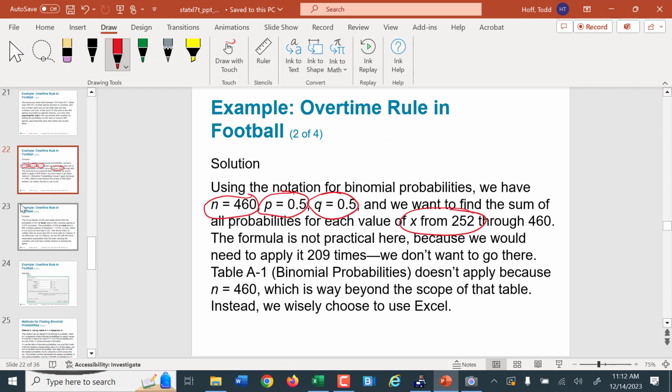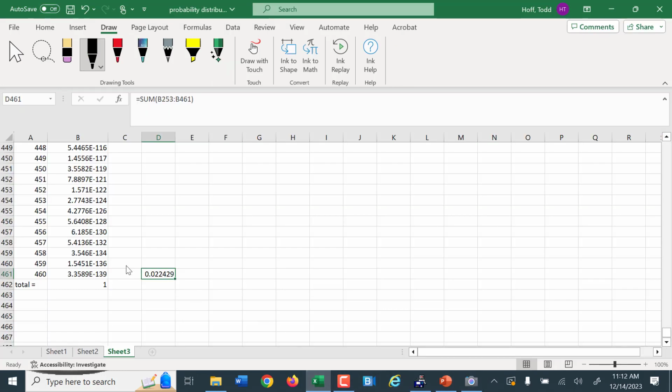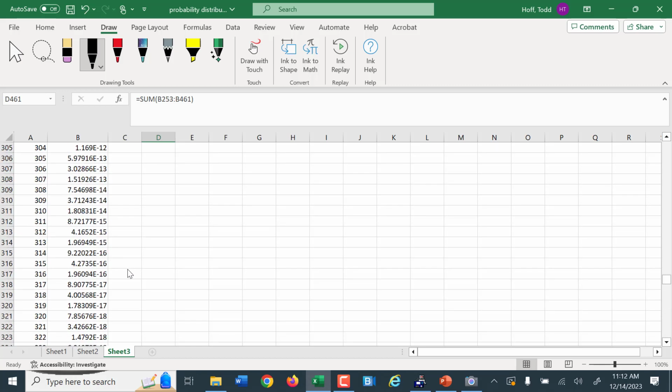Let's see if we match up the results we got up here. So they're going to use Excel as well to calculate this probability, but rather than using the table, they're going to use the cumulative function. Now we saw here, 460 items. We had to go up 461 rows to get that done. It's way easier to use the cumulative function.